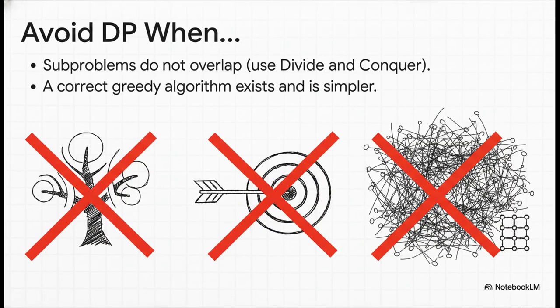But, and this is important, it is not a silver bullet. If your subproblems don't actually overlap, if they're totally separate, then something like divide and conquer is way better. And hey, if there's a simple greedy solution that you know works, just use that. It's going to be easier to write and probably faster too.